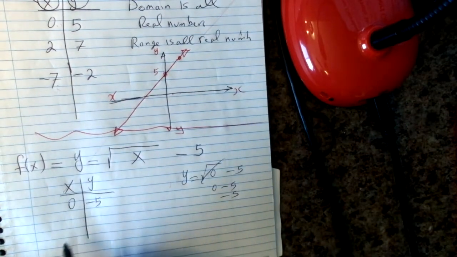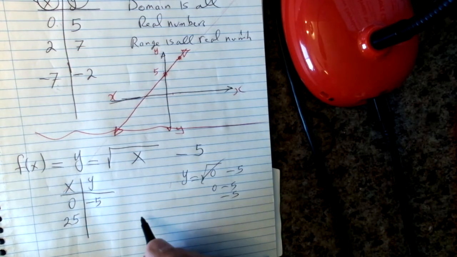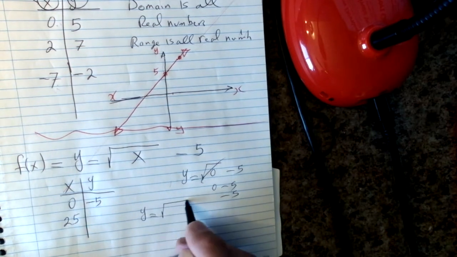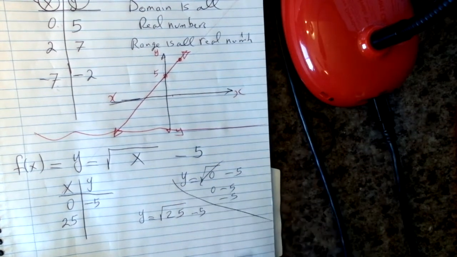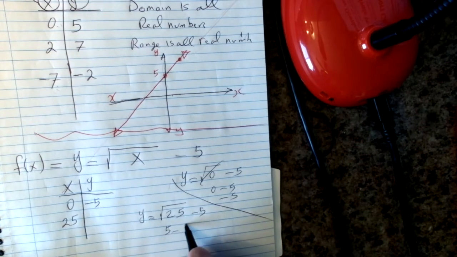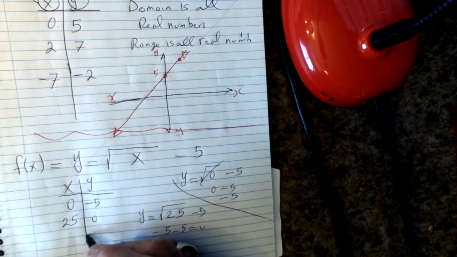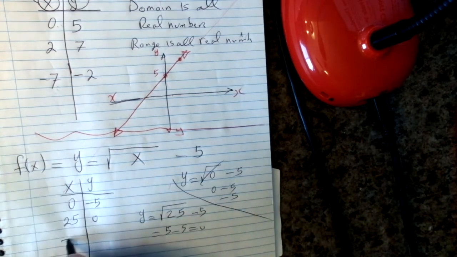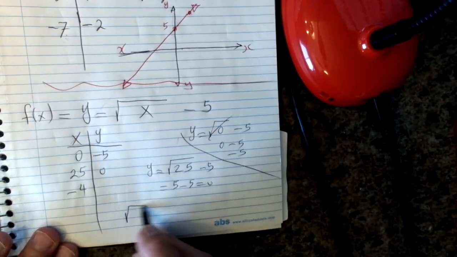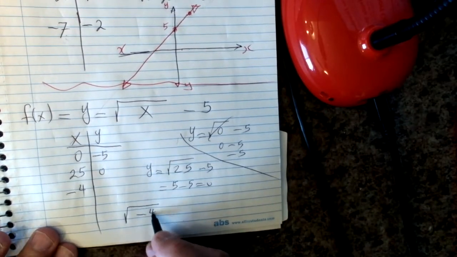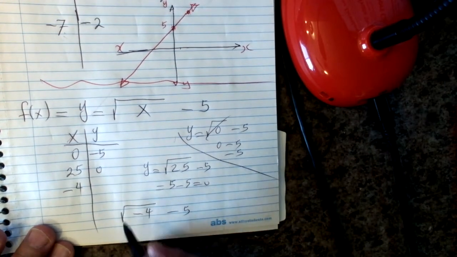What about like 25? Radical 25 is 5. 5 minus 5 is 0. Yes, you have a value for it, okay. What about a negative number like minus 4? Does that work? No, you cannot have a negative number when the root is 2.